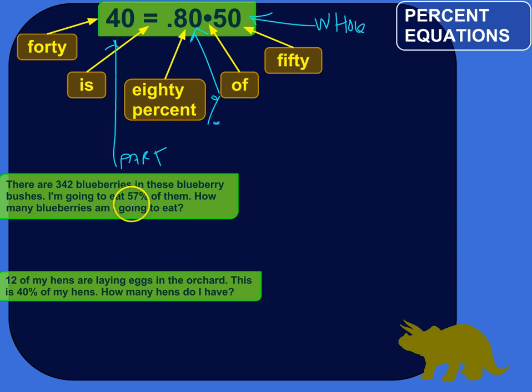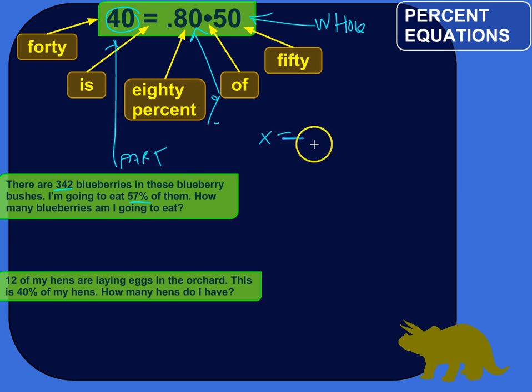Okay. I know percent, and I know the total. There are 342 blueberries. I'm going to eat 57% of them. I'm not going to eat 100% of them, I'm going to eat some of them. So I know that 342 is the whole. What I don't know is this part. How many out of 342? So I'm going to call that x.